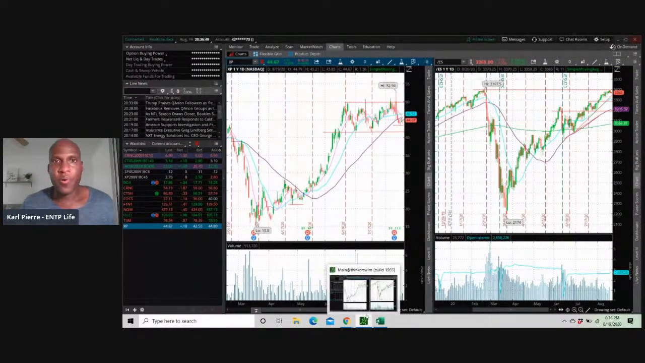So let's talk about support and resistance. Support and resistance is probably one of the most important things that you need to understand about price action and technical analysis, because it's something that repeats itself over and over again. It repeats itself in stock patterns, oil prices, gold prices, currency, you name it.